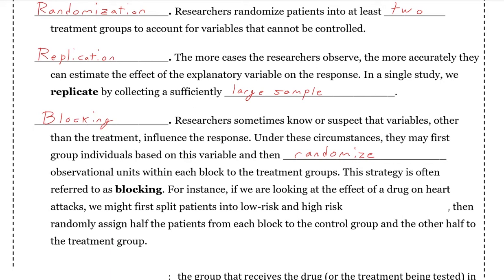For instance, if we are looking at the effect of a drug on heart attacks, we might first split patients into low-risk and high-risk blocks, then randomly assign half the patients from each block to the control group and the other half to the treatment group. Overall, if we believe that there might be something else going on, then it would behoove us to make these kinds of blocks to try to minimize the results of them. Or, if we find that those blocks are an important factor, we can include those as a variable of interest.